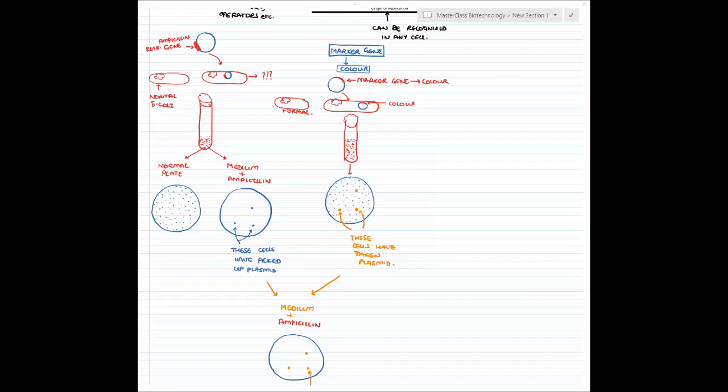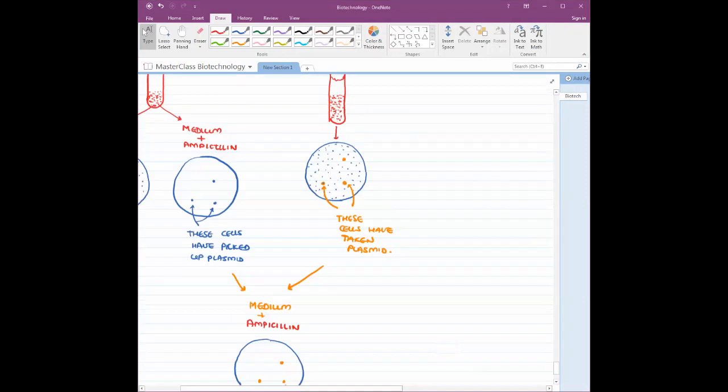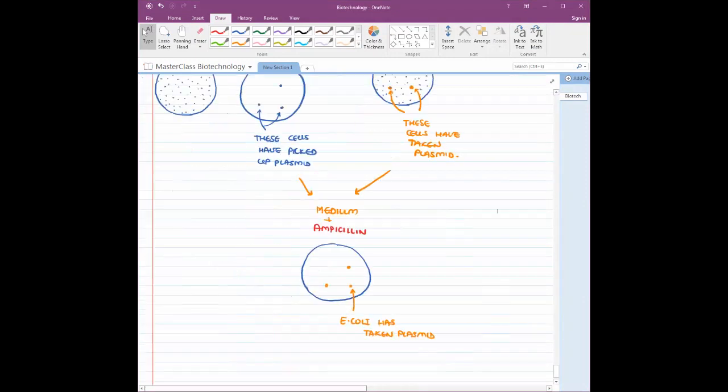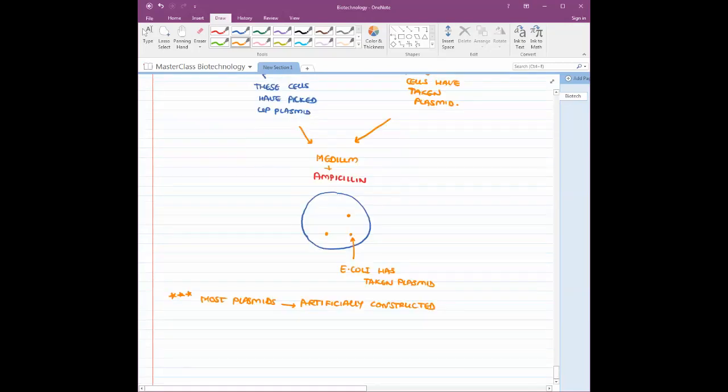Okay, chalo. So now let's move ahead, guys, and see the next part. We are talking about these plasmids. We need to know a few plasmids and how these plasmids are generally obtained. Now guys, always remember, most plasmids that we talk about are artificially constructed, meaning they are made in your laboratories.